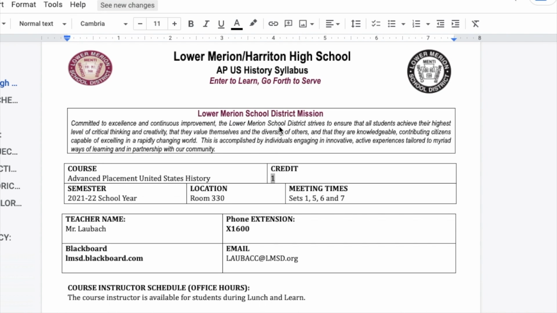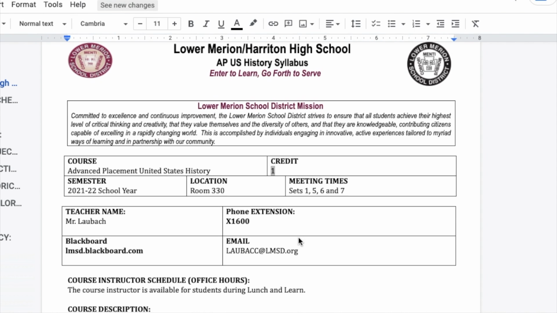As you can see, the school district mission statement is there, the name of the course, which is Advanced Placement U.S. History, which is referred to as APUSH frequently. It's a 1-credit course. We meet here in room 330. The classes I have APUSH are Set 1, Set 5, Set 6, and Set 7. My extension is 1600. There is my email address.